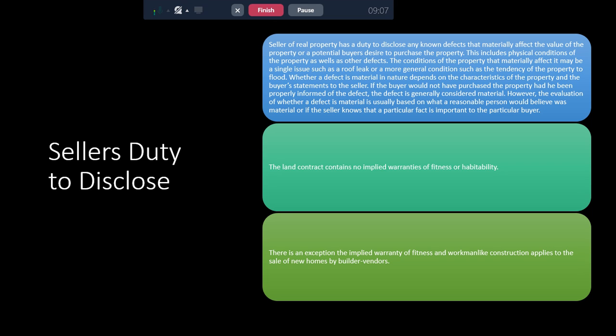So that's really what it is. Any of those things are actually material. They are considered material.